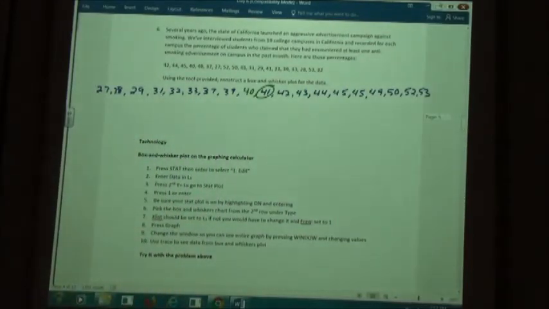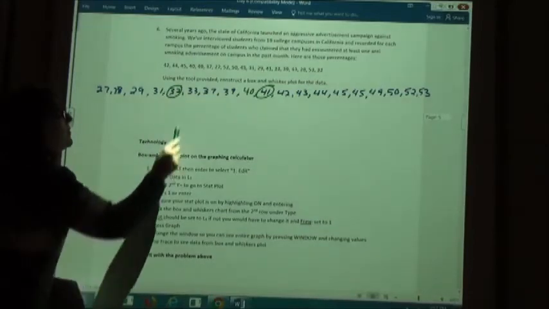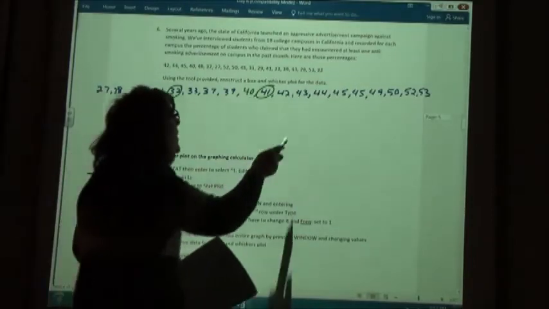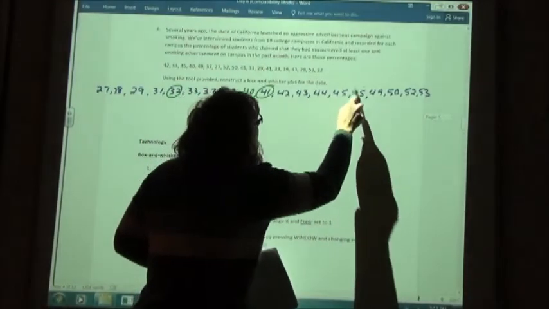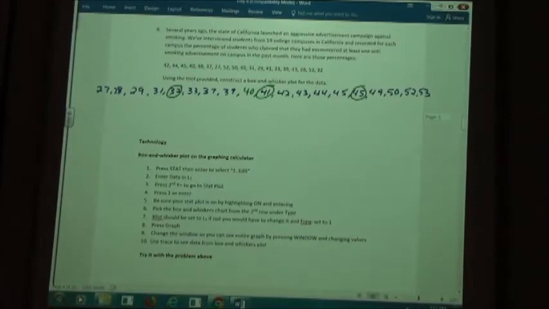So the middle one would be 1, 2, 3, 4. The 5th one, right? 1, 2, 3, 4. I've got 4 on each side. So half of 9 is 4.5. So the 5th one is going to be in the middle. On the other side, same thing. I have 9, so 1, 2, 3, 4, 5 should split that in half so that I have 4 on each side of that.